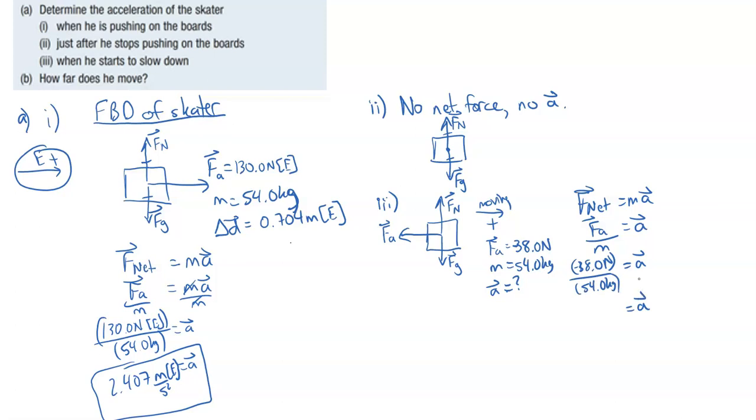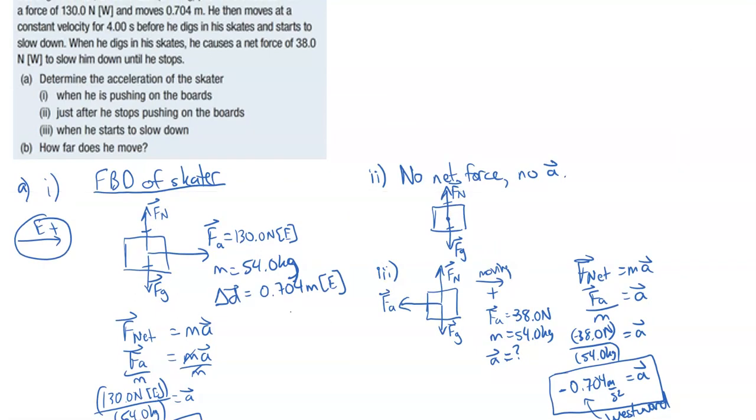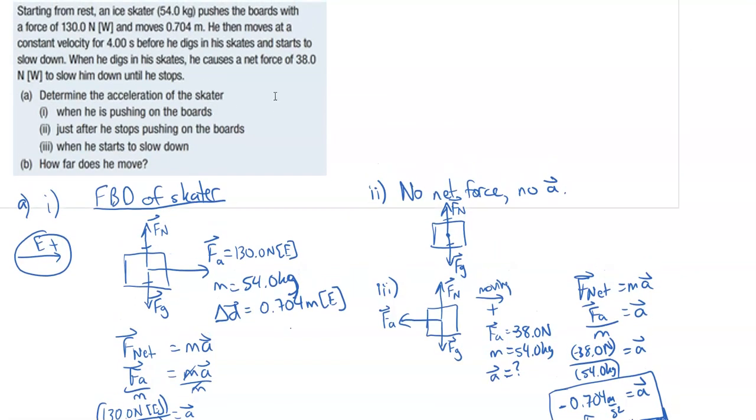And our acceleration, as he slows down, is 0.704 meters per second squared. And that's a negative, meaning he's accelerating in the westward direction. He's accelerating in the opposite direction of his motion. Now, that number, if you go back to the givens in the problem, looks very similar to this 0.704 that we had for how far he moves during that initial force. And so we're going to see if that's related or not.